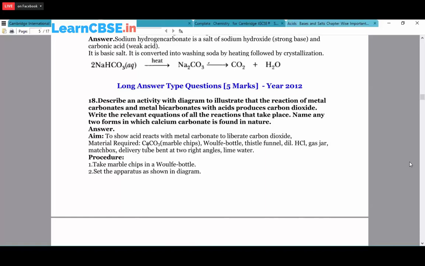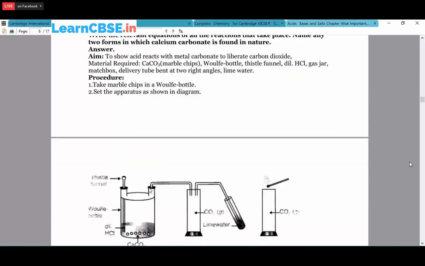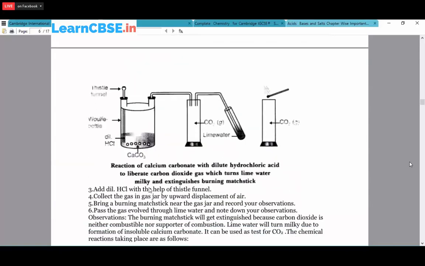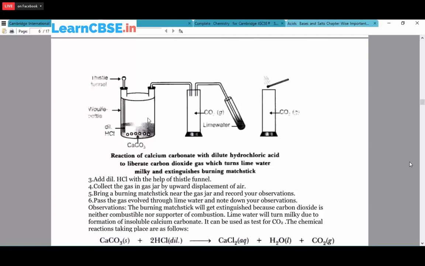Materials required: calcium carbonate, which is a marble chip, Wolf bottle, thistle funnel, dilute HCl, gas jar, matchbox, delivery tube bent at two right angles, and lime water. Procedure: we take the marble chips in a bottle and set up the apparatus like this. We take the calcium carbonate here and add the dilute HCl into it with the help of the funnel.